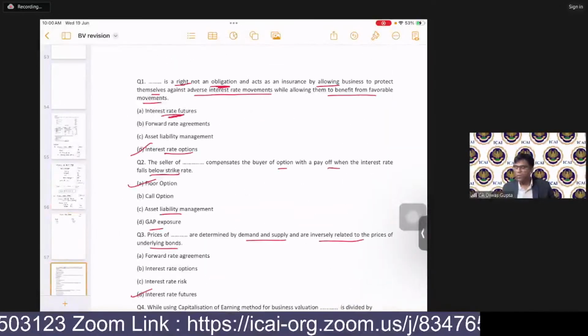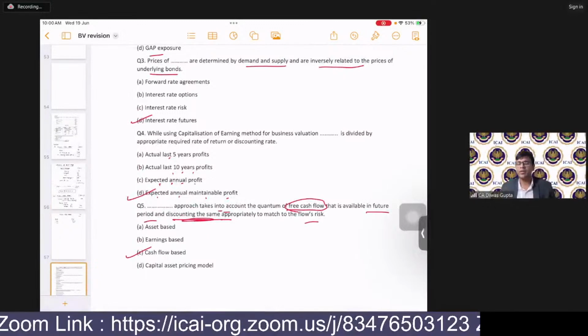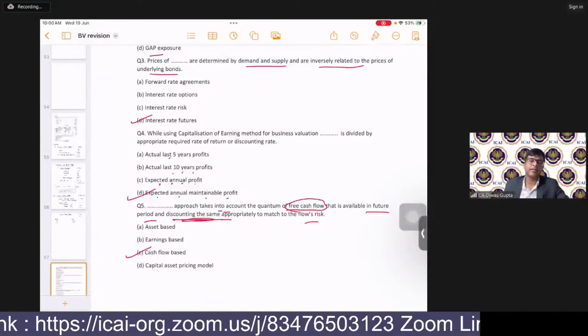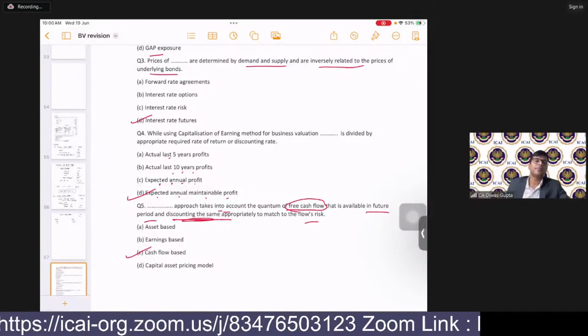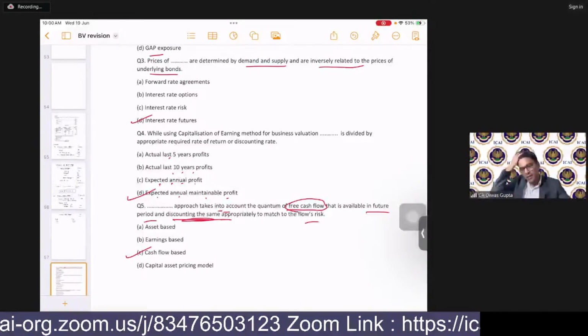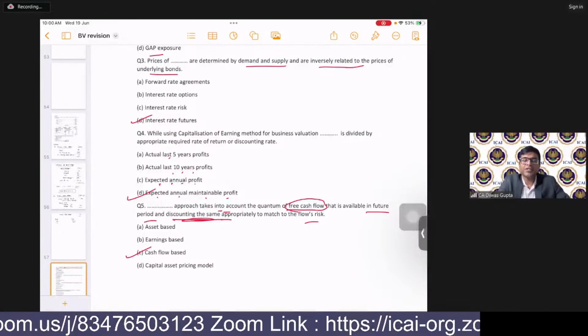Okay, students. So this actually brings us to the end of the revisionary sessions of business valuation and interest rate risk management. Please do study well, revise well, and we will cover the other topics in the upcoming sessions.